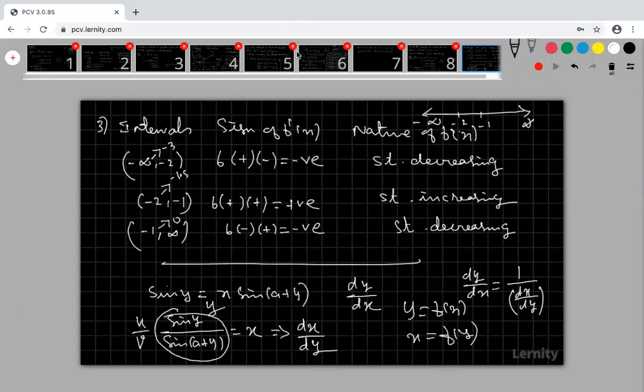Yes, Deepika. This method is useful only for finding the intervals in which the function is increasing or decreasing.